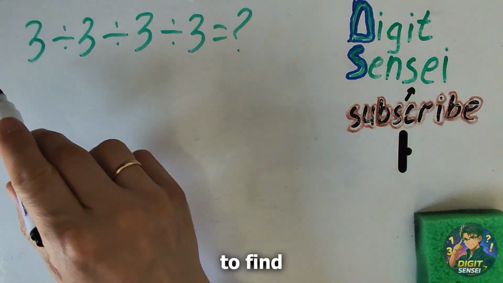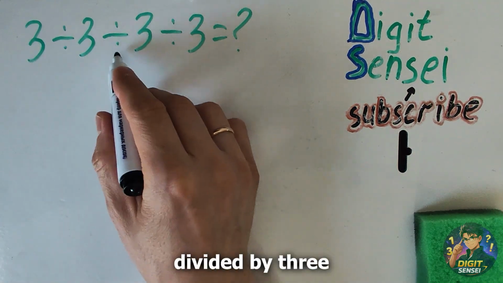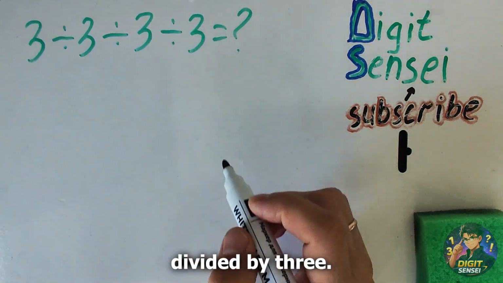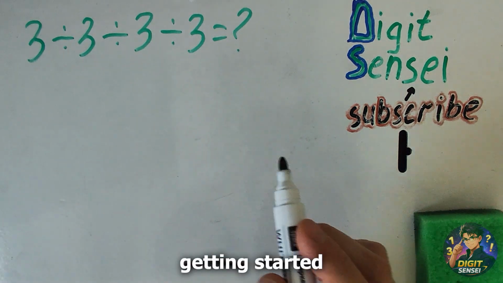In this video, we want to find the value of this expression: 3 divided by 3 divided by 3 and again divided by 3. Are you ready to solve? Let's go ahead and get started.